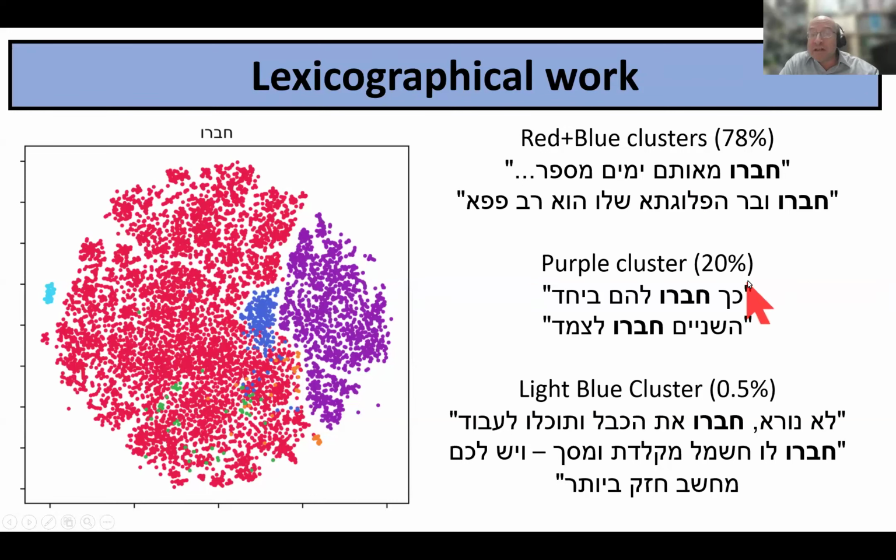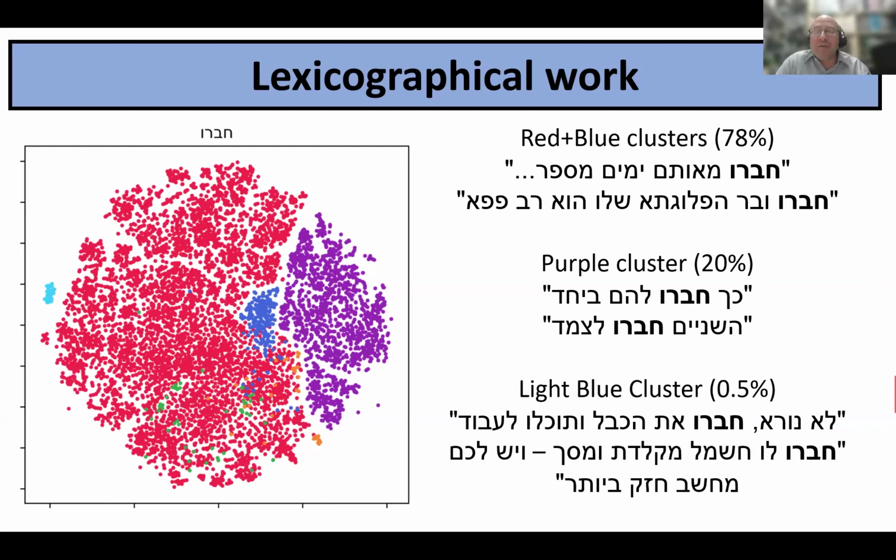The purple cluster is the word chavru, the verb of they connected. Kach chavru lehem biyachad, they connected together, they came together. Shnaim chavru litzemed, they became a pair. And then the light blue cluster, all the way on the left, is the imperative chabru, like someone saying to someone else, go connect, as in lo nara chabru et hakabel. It's okay, just connect the cable.